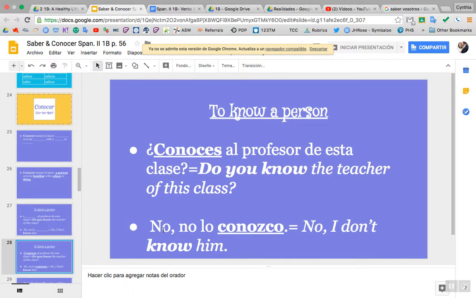We also could have, for example, no lo conozco. No, I don't know him. Maybe you just met your teacher and you don't know anything about them. You could say, no lo conozco.